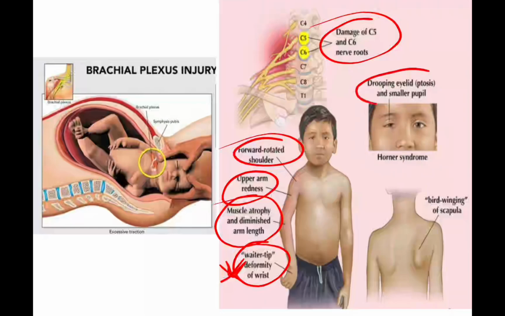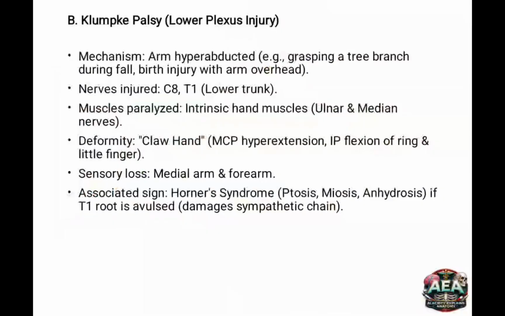We also have drooping of the upper eyelid and smaller pupils, which can be due to Horner syndrome because of affectation of the sympathetic fibers of the eyes. We also have a winging scapula.